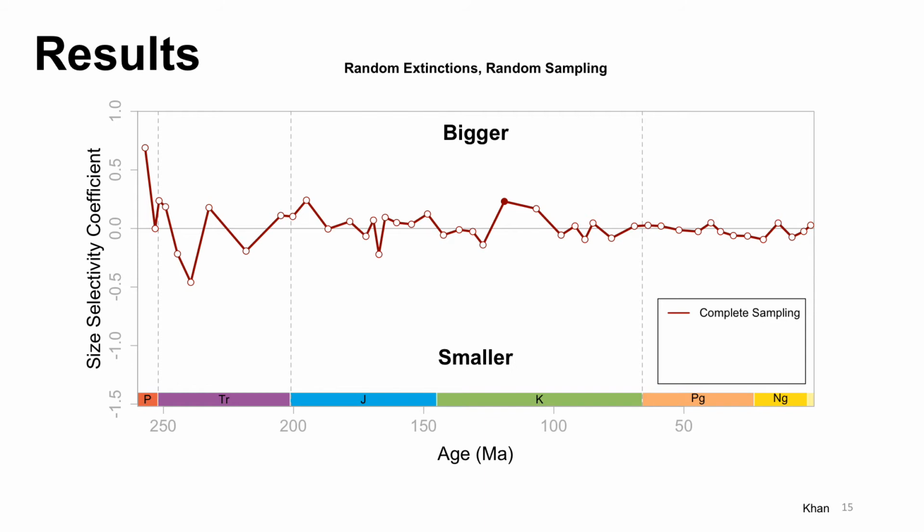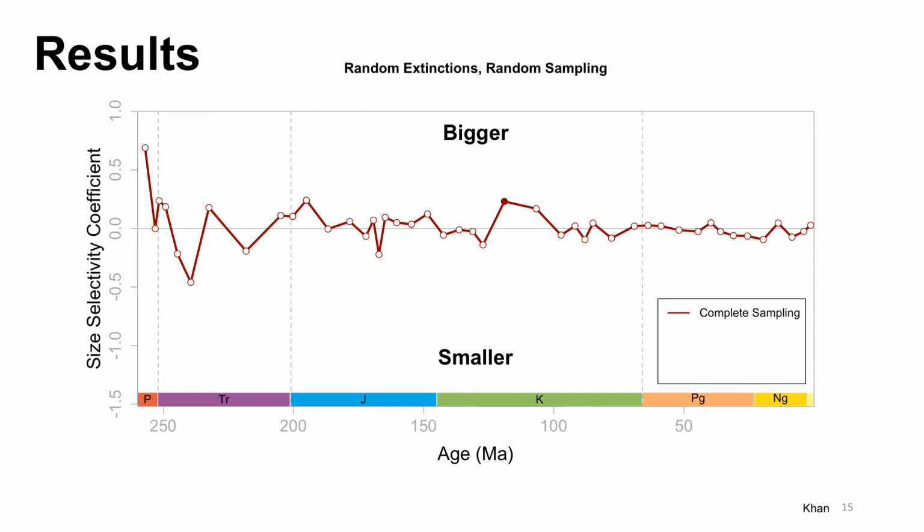In this slide, our extinctions are random, and we did not select for size. The sampling is also even, that is, the probability of collecting small fossils is the same as the probability of collecting large fossils. As a reminder, positive coefficients indicate bigger taxa are more at risk, and a negative association shows that smaller taxa are more at risk.